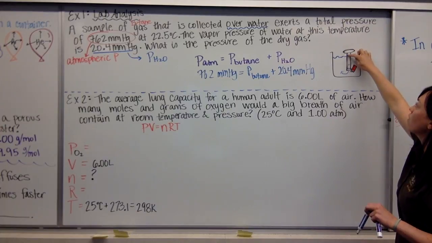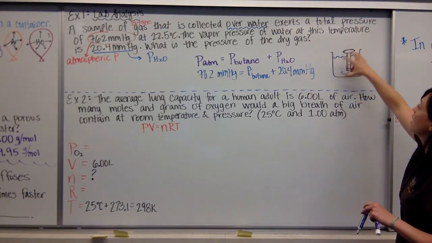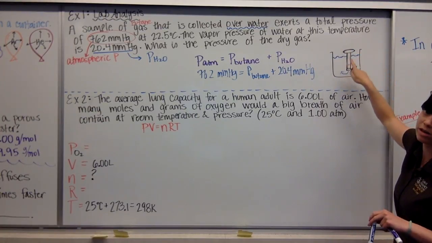We are going to have water vapor. This is our little butane lighter, and you're collecting over water. You are collecting the butane gas inside this graduated cylinder.